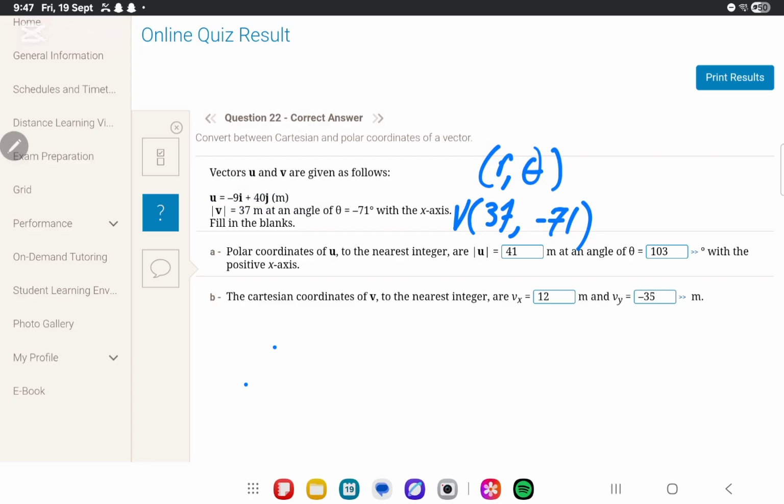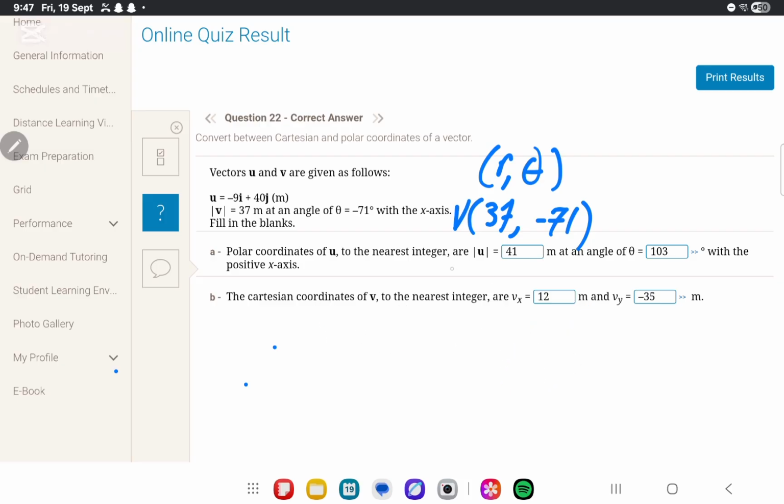So the same exact method. Shift plus, negative 9, comma, which is the right bracket, 40, close your bracket. r is equal to 41, and theta is equal to 103 degrees. Done. This is for part A.